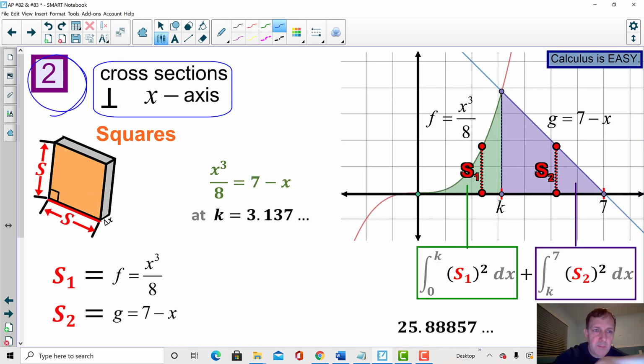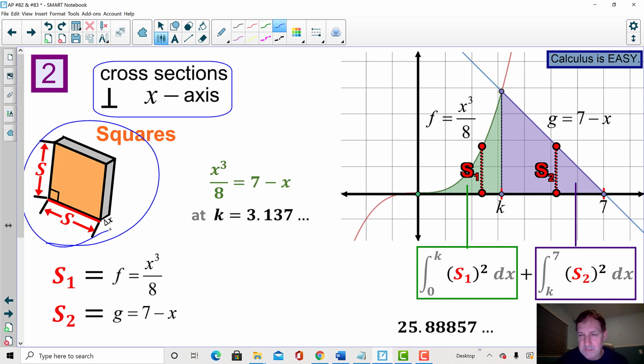For our second example, we're going to do the exact same functions, but this time our cross sections are going to be perpendicular to the x-axis, so our s's are going to go up and down. We actually need two different s's. We're going to have to find the volume of the green one separately, and then the volume of the purple one separately. So the cross sections are squares, so that part's pretty easy.